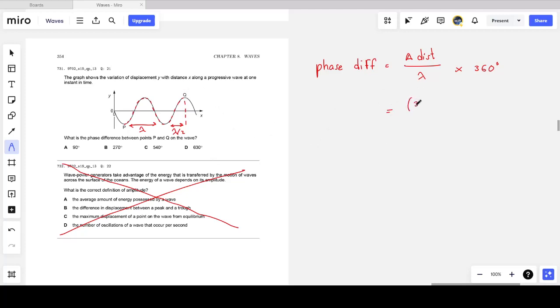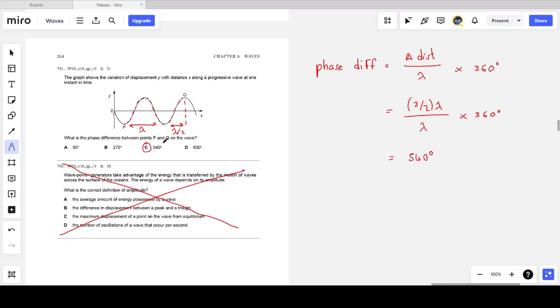And so that's 3 over 2 lambda divided by lambda multiplied by 360. The lambdas cancel, and what I'm left with is 1.5 times 360. And so the phase difference is 540 degrees. So we go from point P, we change phase by 540 degrees, and we reach point Q on the wave. And that corresponds to option C.